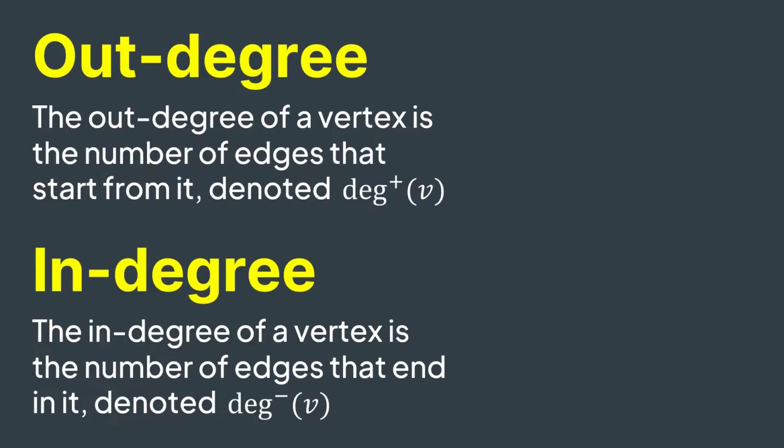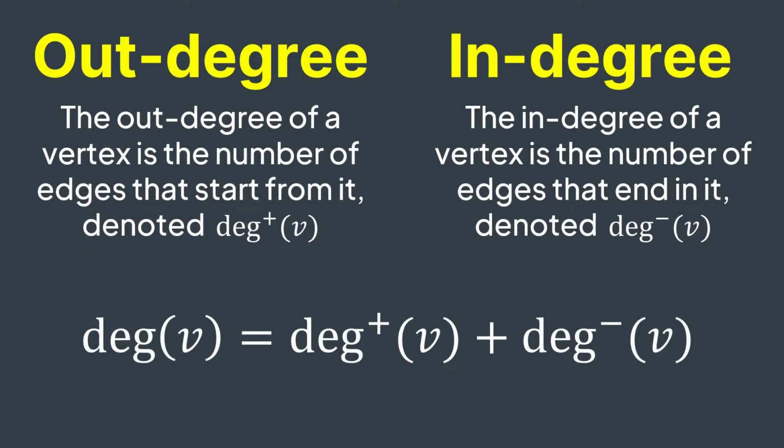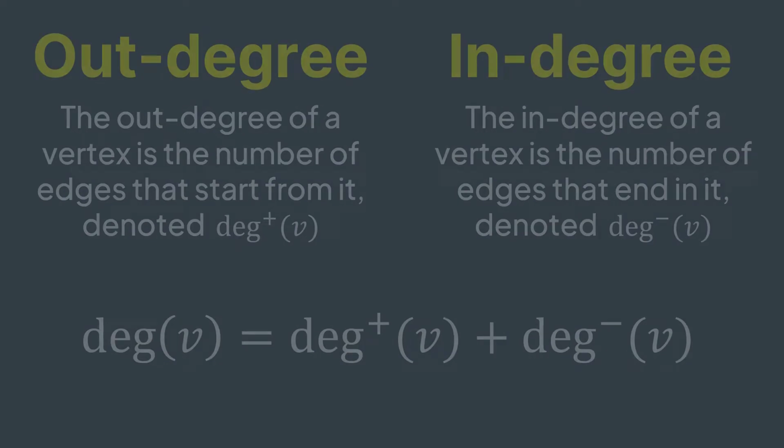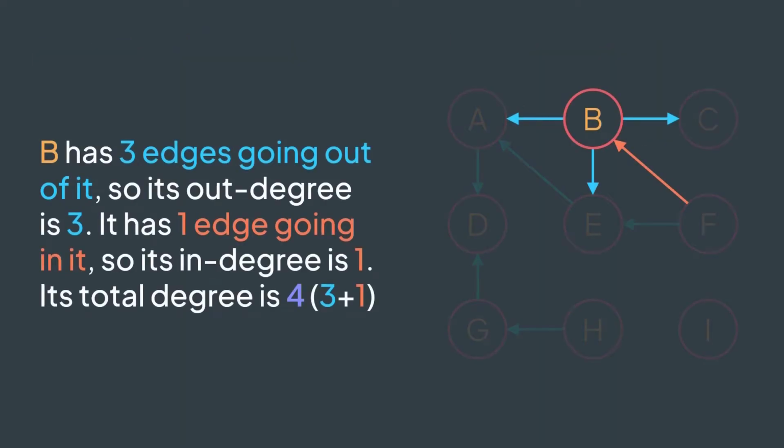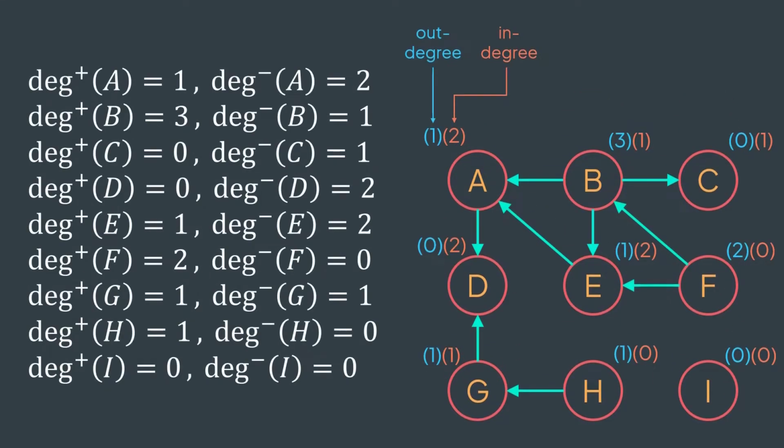And the degree of a vertex in a directed graph is the sum of its out degree and its in degree. Here is an example. You can see that the vertex B has 3 edges going out of it, edges that start from it. This is why its out degree is 3. And it has 1 edge going in it, 1 edge that ends in it. This is why its in degree is 1. We can say that its degree is 4, 3 plus 1. Remember that it's the sum of the out degree and the in degree. And here are out degrees and in degrees of remaining vertices.